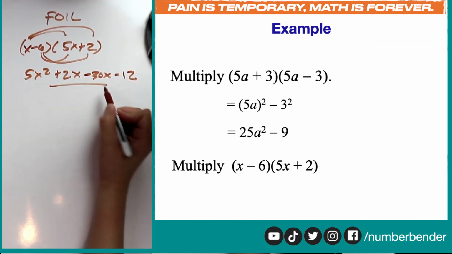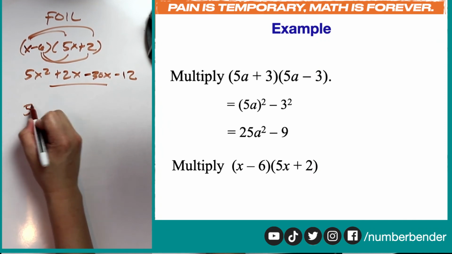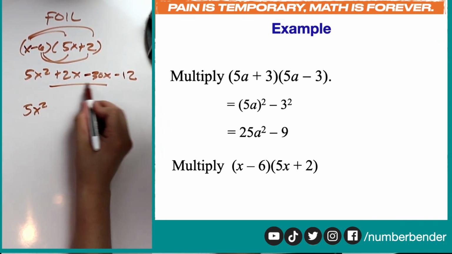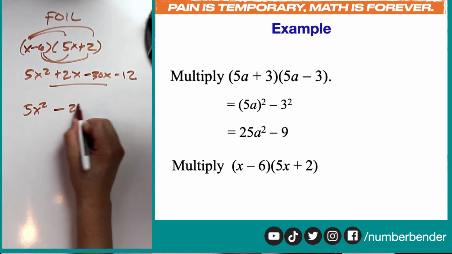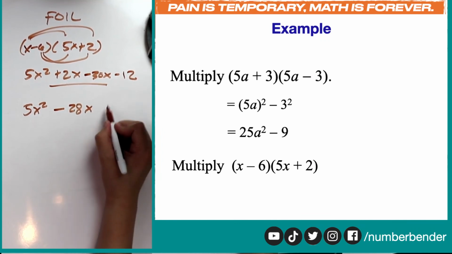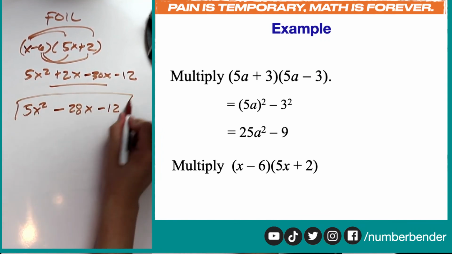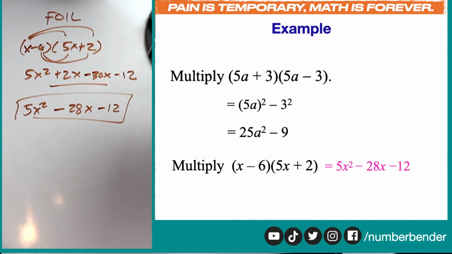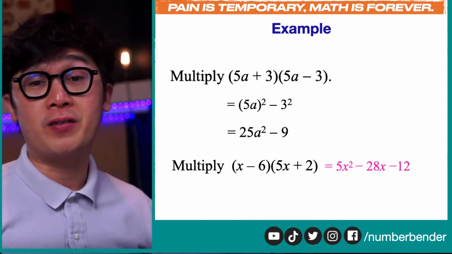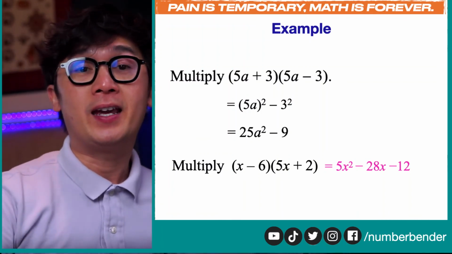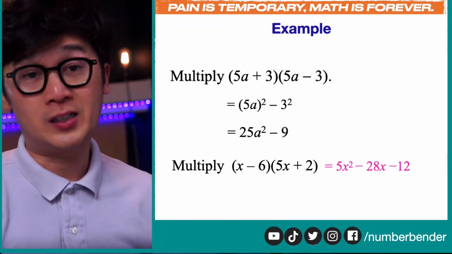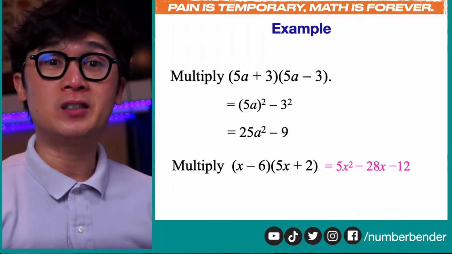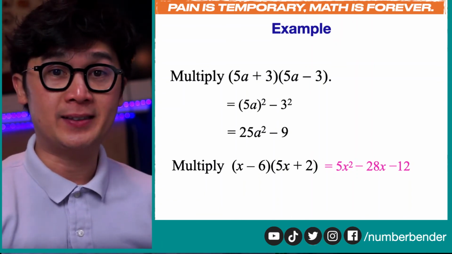And by combining like terms, we have 5x squared. 2x minus 30x is negative 28x, and bring down negative 12. And now we have our product for this particular binomial. No special formula for this particular problem because it did not fall under the special cases of binomials that we've just covered for today's lesson.